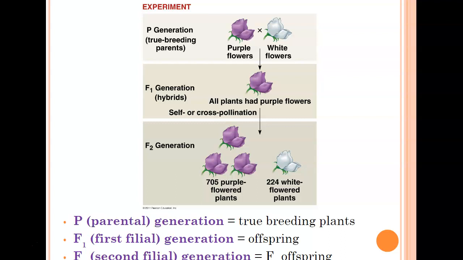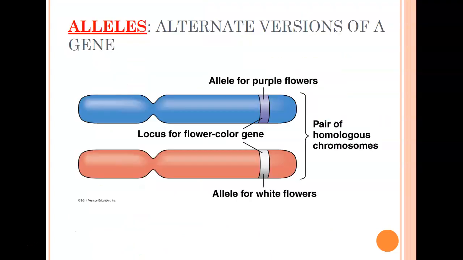Okay. So generally, this goes through the vocab of what I had mentioned. All right, so alleles. We've learned what a gene is. A gene is a segment of DNA that codes for a protein. Alleles are alternate versions of that gene, and they can contribute to things like hair color, eye color, ability to taste bitter, in this case, whether a flower is purple or white.